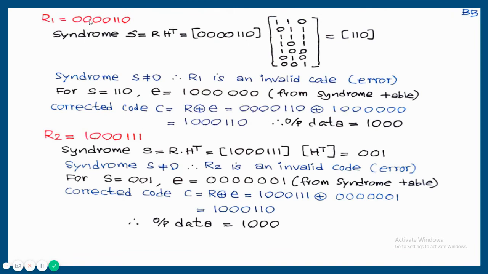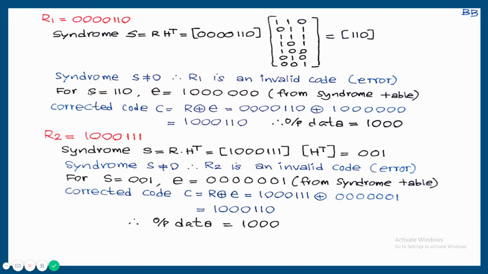Received code is 0000110. Step number 1, syndrome calculation. S is equal to R into H transpose. After multiplication, the answer is 110. Here, 5th bit is 1, 6th bit is 1, so XOR 5th row and 6th row. Answer is 110. Syndrome is not equal to 0. That is an indication R1 is an invalid code.